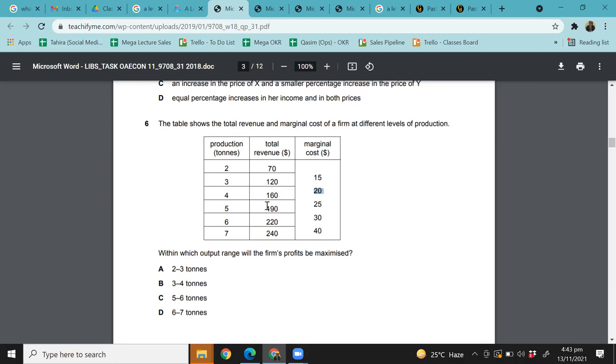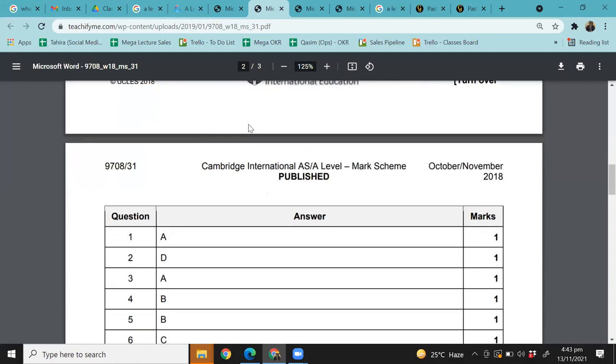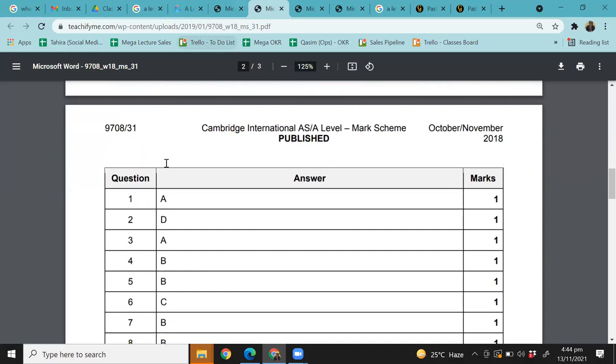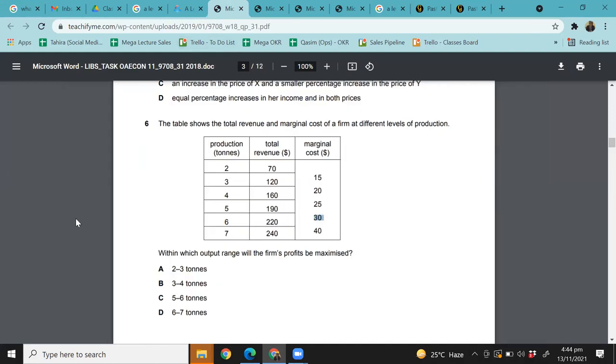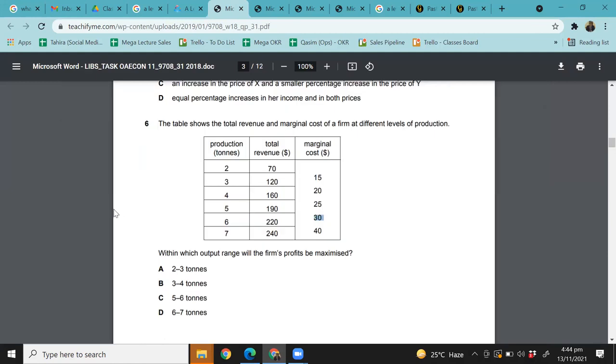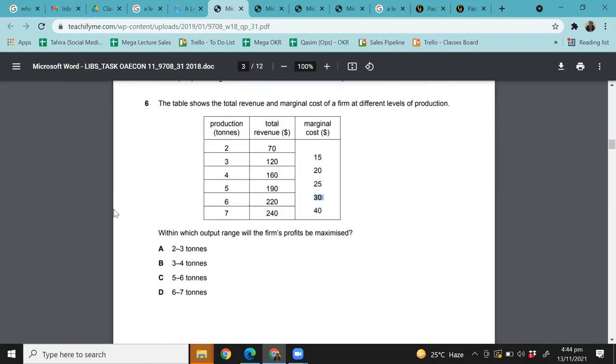Moving from 4 to 5, how much is your marginal revenue? 190 minus 160, 30. And your marginal cost is 25. Can't be the answer. In unit 6, 220 minus 190 is 30. 30 is your marginal revenue and 30 is your marginal cost. So what should be the answer then? C, simple. Right? Isha, did you get this? 7 is B. Sorry, 6. I had to look at 6. My bad. 6 is C. Easy. Can move on?